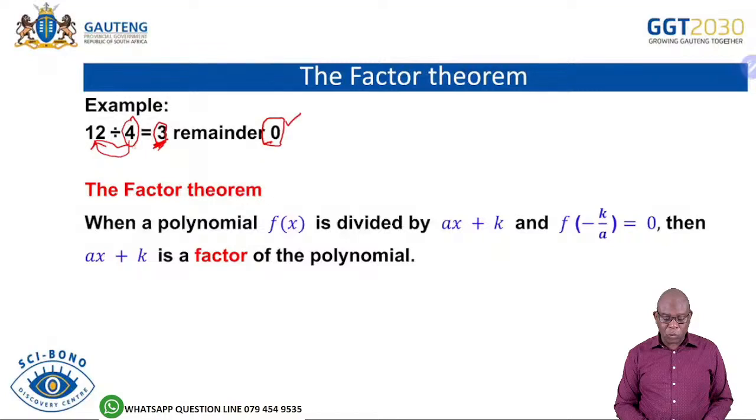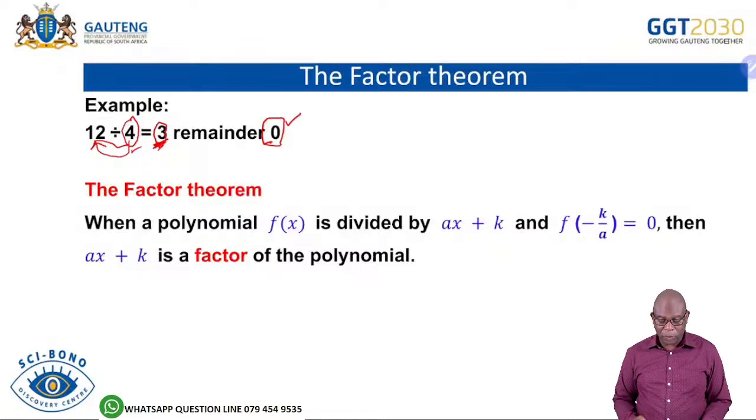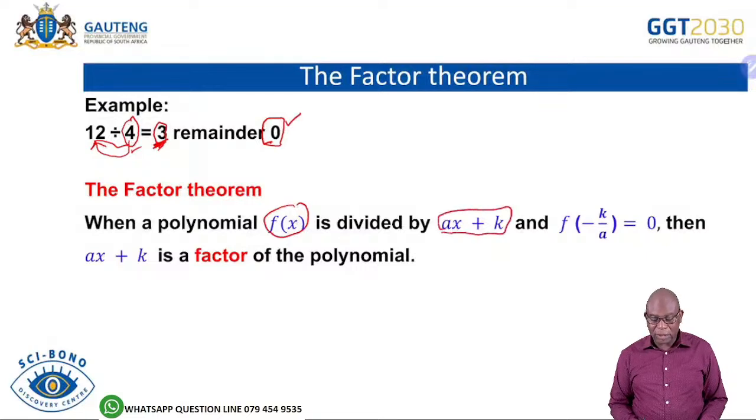So 4 is one of them, and it gives us the 3. So let's look at what the theorem says. You don't have to memorize this theorem. You're not going to be asked this theorem in an exam. We say if this polynomial which is given here is divided by this, you see this is the divisor, then the root is negative k over a.